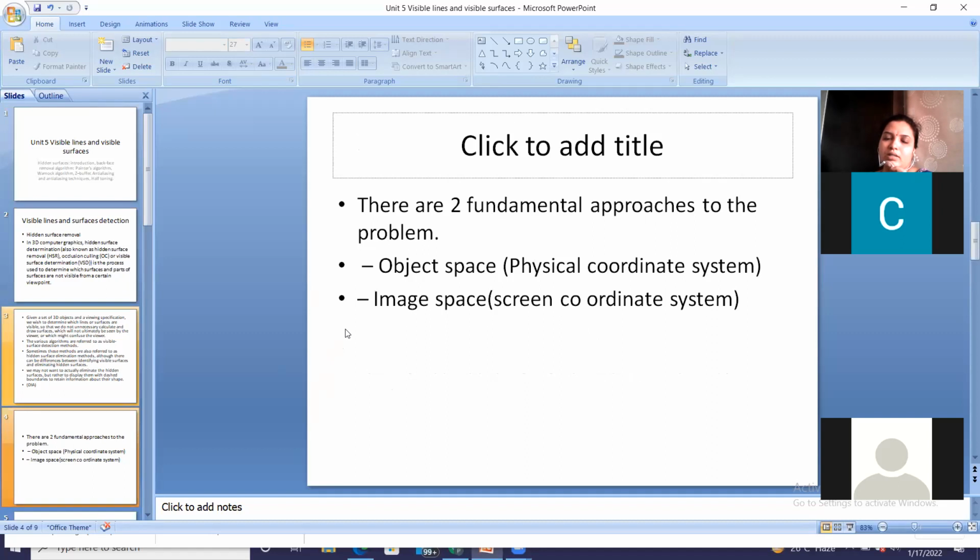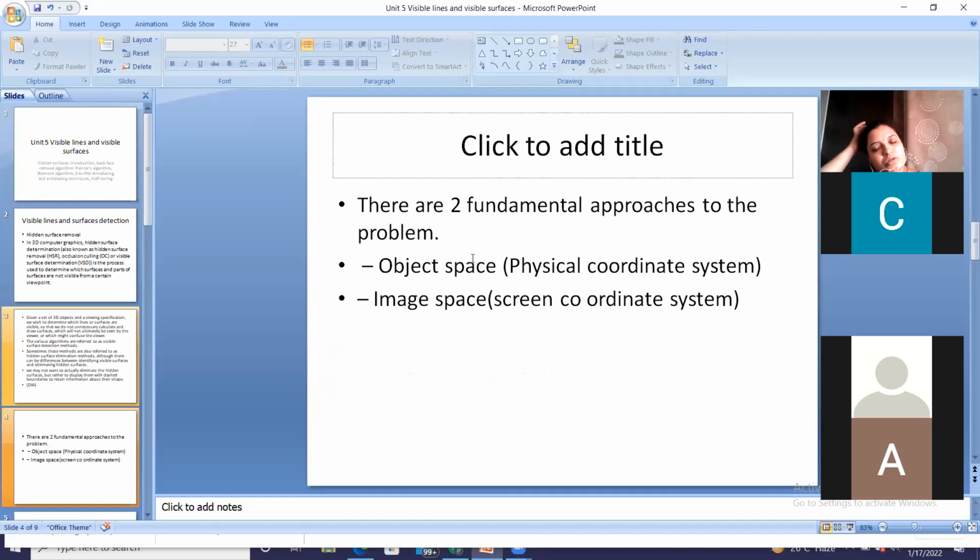So next, in order to find out the visible portions or visible surfaces, there are two approaches. It can be done in two ways. The first method is called the object space method. It works on actual physical coordinates, and that's why it is called the physical coordinate system.